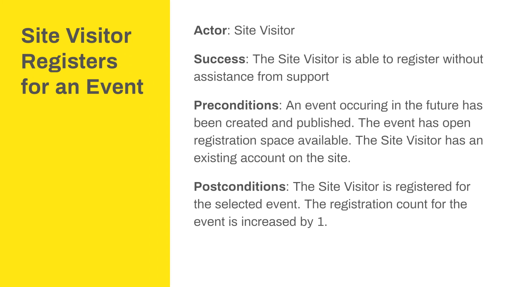We have the site visitor is able to register without assistance from support. That's success. The preconditions: an event occurring in the future has been created and published. The event has open registration space available. The site visitor has an existing account on the site. So we're defining everything, assuming all this is great and ready to go. They're going to register for the event without assistance, and after they register, number one, they show as registered, and number two, the registration count for the event is increased by 1.